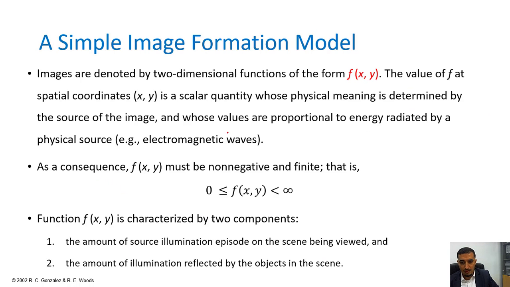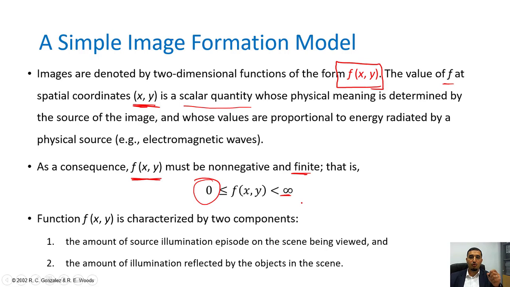To represent an image, we use a function which is f(x,y). This f(x,y) represents the value of f at the pixel coordinates x and y. This is a scalar quantity whose physical meaning is determined by the source of the image. Consequently, f must be non-negative and not infinite, so f is greater than 0 and less than infinity. You cannot have a pixel value which is negative, and you cannot have a pixel value which is infinity. Your pixel values should be greater than 0 and less than infinity.